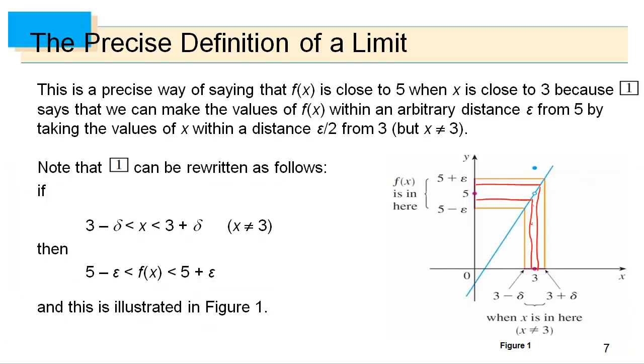Okay, so think about the picture. If you're within a small little neighborhood around 3, then those projected answers that you get out of the function are going to be within some interval around 5 of width epsilon. And no matter how small you shrink that epsilon neighborhood around 5, you can always find a corresponding little neighborhood around 3 that will keep you within that range.